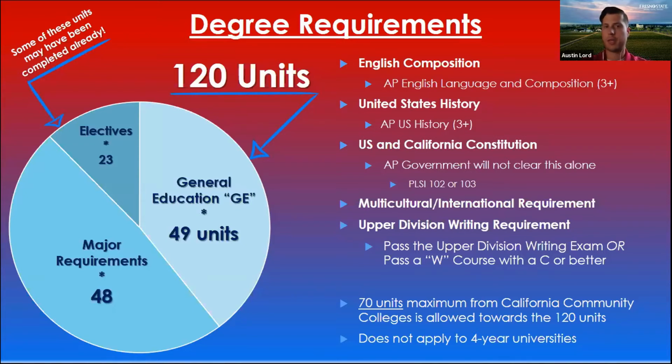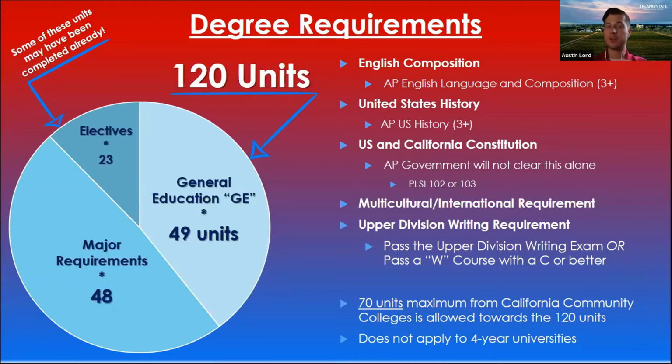However, AP Gov does not clear that here at Fresno State. That may have been used at your community college, however. Sometimes they accept that because, again, it's a government requirement. Fresno State specifically says you do have to have the federal, state, and local components, which AP Gov, I believe, either covers just federal or just federal and state and not local, or not state and local, something like that.